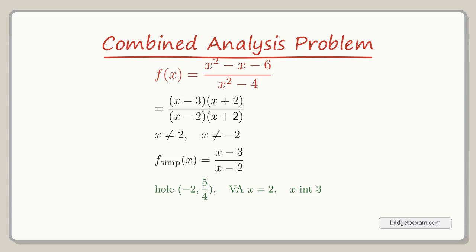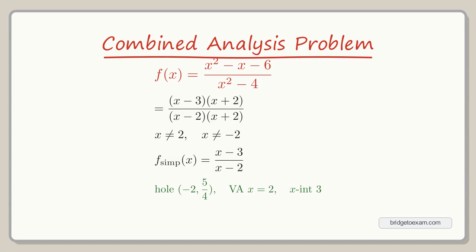Factor the numerator as x minus 3 times x plus 2, and the denominator as x minus 2 times x plus 2. The original restrictions are x not equal to 2 and negative 2. The x plus 2 factor cancels, so there is a hole at x equals negative 2. The simplified function is x minus 3 over x minus 2, so the hole y value is 5/4.